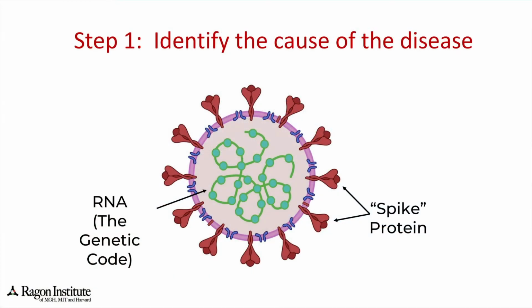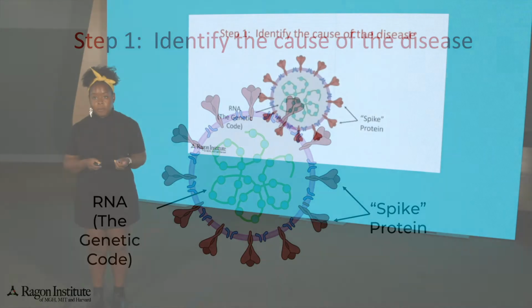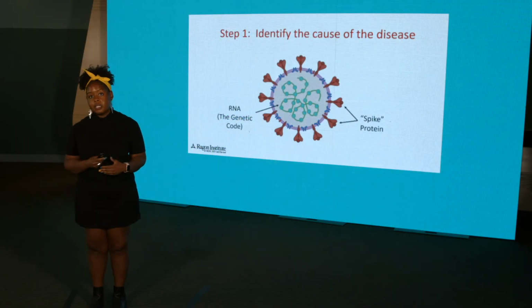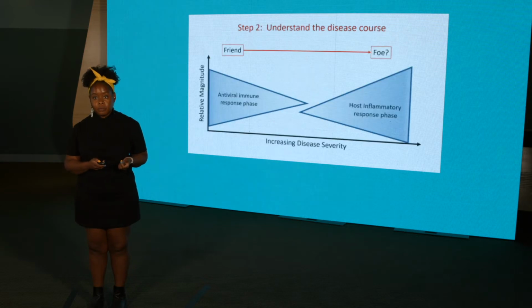And the first step is to identify the cause of the disease. And as we talked about in the first lecture, this happened really rapidly, in less than 1 month. And so again, COVID-19 is caused by a virus called SARS-CoV-2. And this has a genetic code encoded by RNA, as well as the spike protein that it uses to get into cells by the ACE2 receptor that we talked about in lecture number 2.